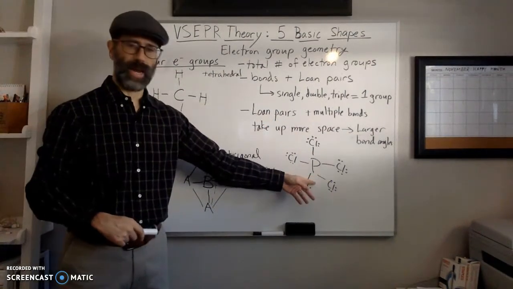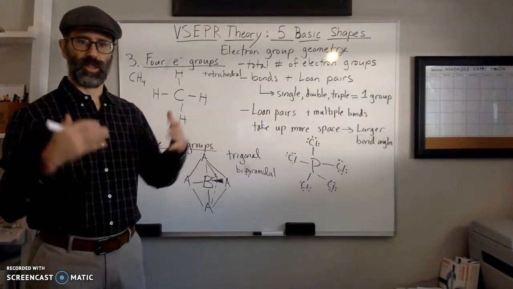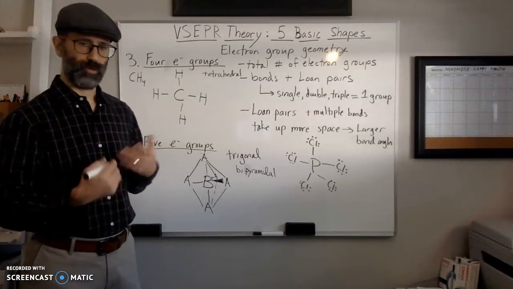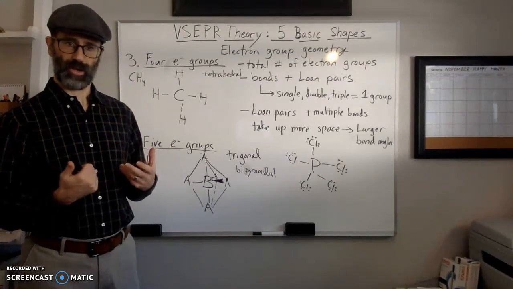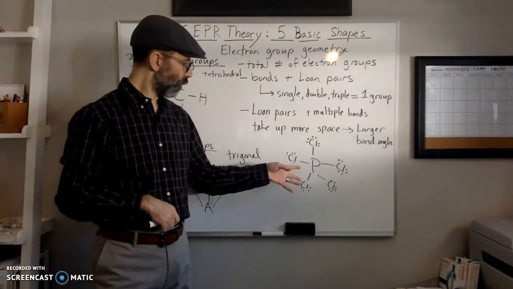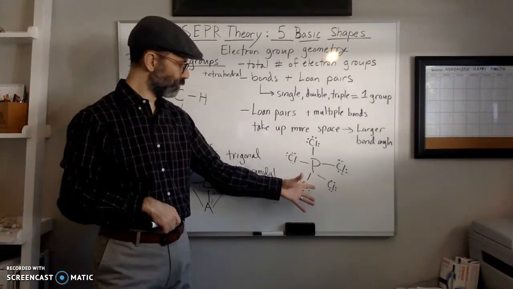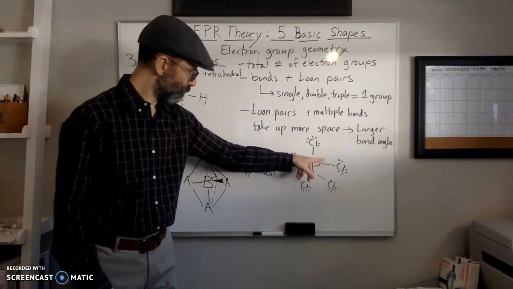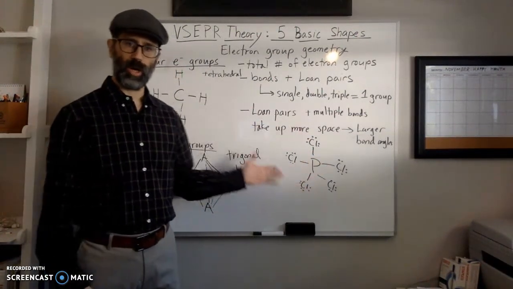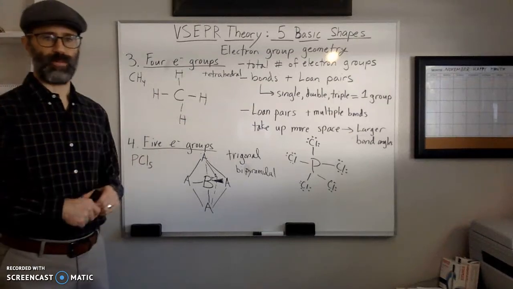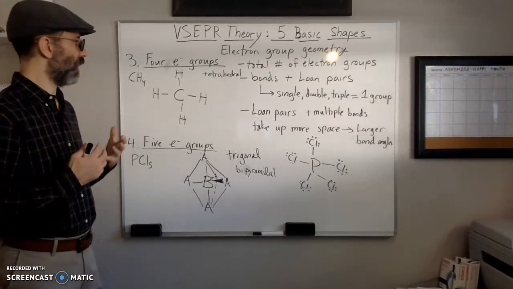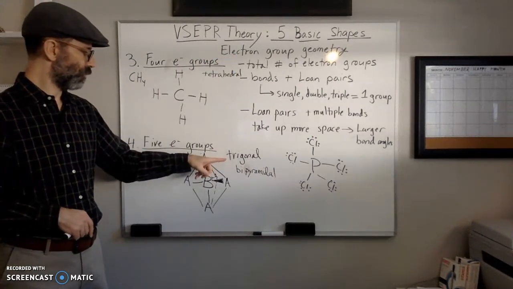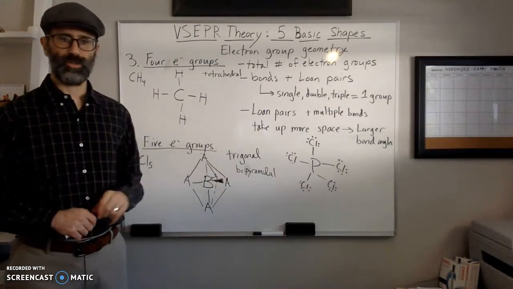So again, expanded octet. Phosphorus is in the 3rd period, so it can have an expanded octet because of those d orbitals that are there in that 3rd energy level. So here is my Lewis dot structure. You'll notice I have 5 bonds or 5 bonding groups, but no lone pairs. So the total number of electron groups is 5. Anytime you have a total number of electron groups that add up to 5, then your electron group geometry is going to be Trigonal Bipyramidal. So this one I know is Trigonal Bipyramidal.